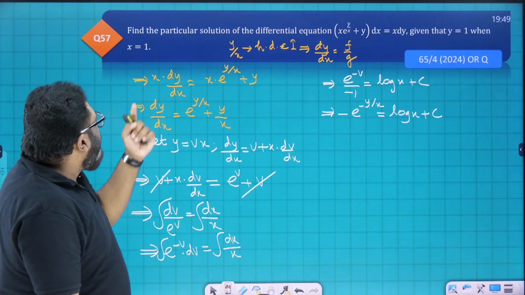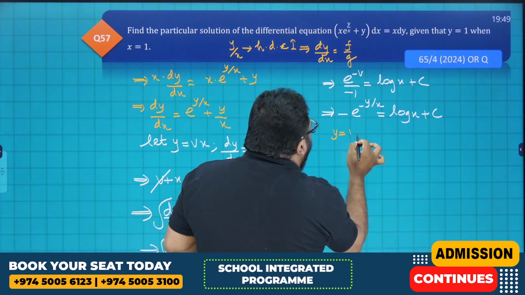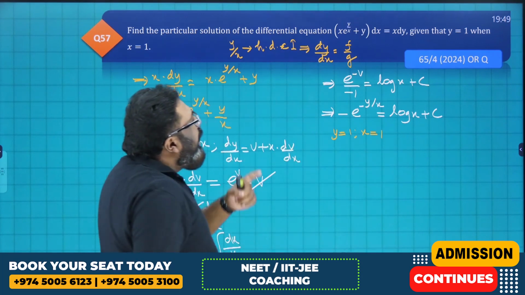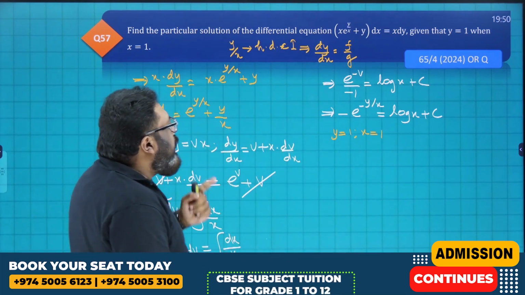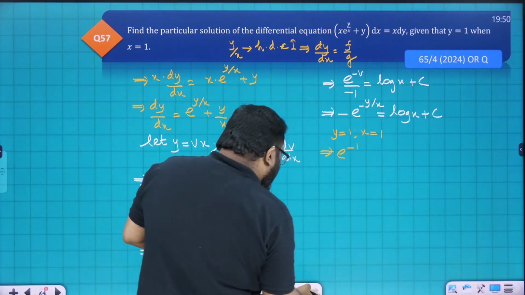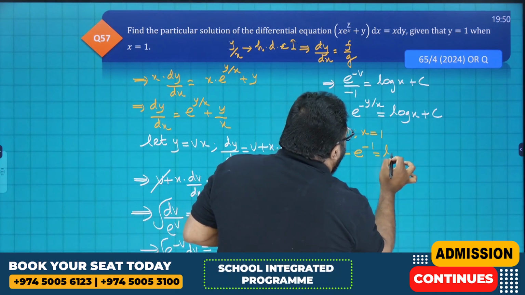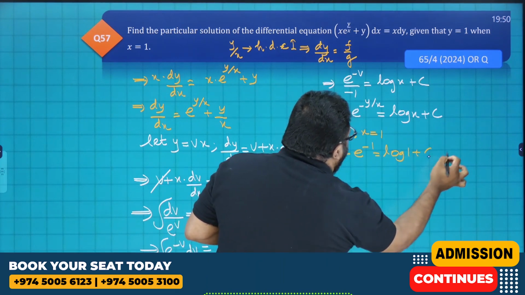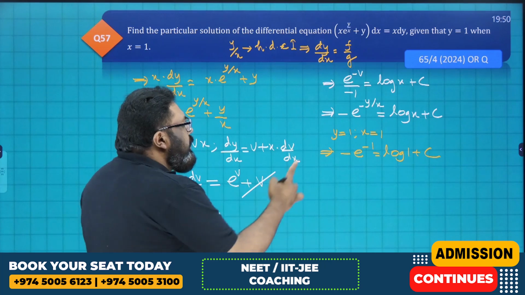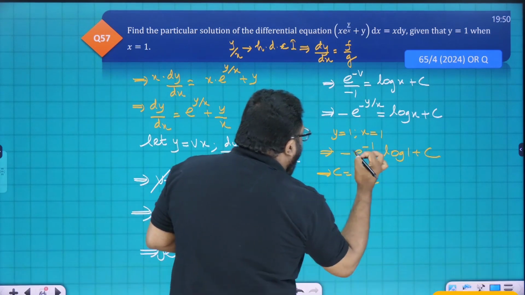Can you please substitute y as 1 and x as 1? Y is equal to 1, x is equal to 1. If y and x are 1, the answer is going to be e raised to minus 1. So minus e raised to minus 1 is equal to log 1 plus c. Log 1 is 0. E raised to minus 1 is 1 by e. So c is equal to minus 1 by e.